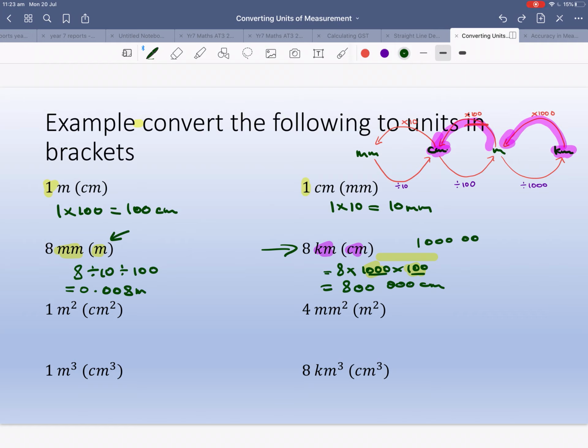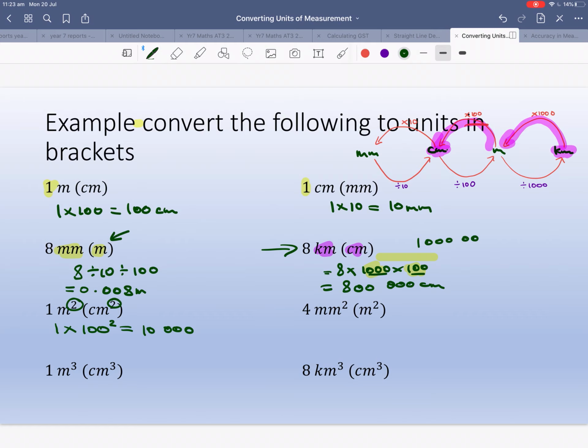Okay, now for the other two, what we're going to do is that 1 meter in centimeters squared, remember these are squared, is that I'm not multiplying by 100 anymore. I'm going to multiply by 100 squared, which gives us a different answer. So go 1 times 100 squared, and it gives us 10,000.